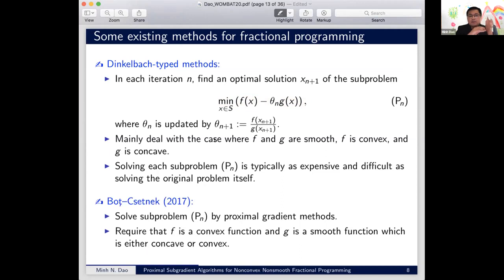solved the subproblem P_n by some proximal gradient methods. However, they require that f is a convex function and g is a smooth function which is either concave or convex. So normally, for the classical Dinkelbach type method, they require both f and g to be smooth, f is convex and g is concave, making this subproblem convex, right?